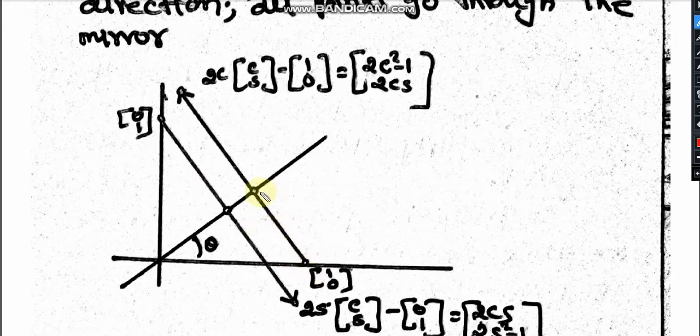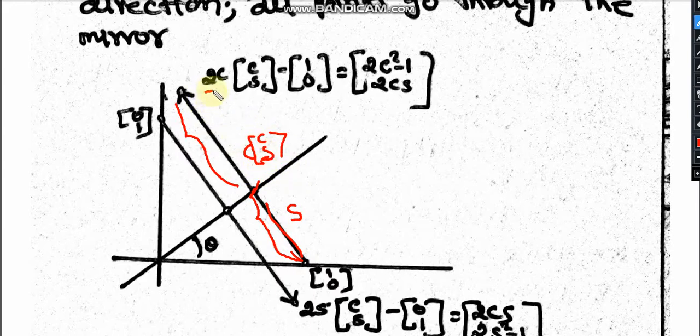Here, if (1, 0) is projected, we saw that the projection point was (c², cs), and we can look at the length of this vector. So when I am projecting (1, 0) on a theta line, what will be its reflection? The same length that you find here will be the length at the reflected point, right? So twice of that.